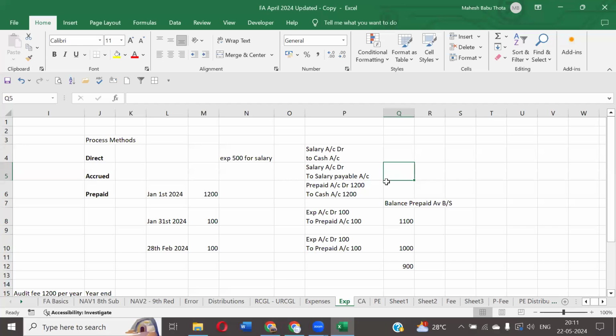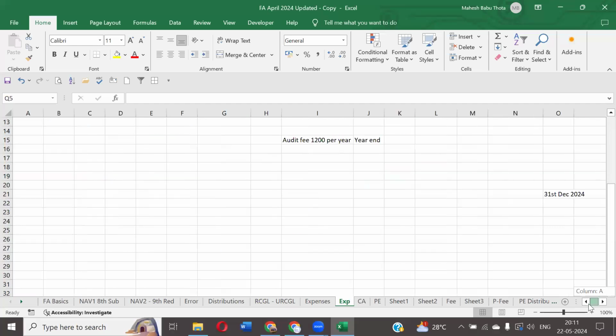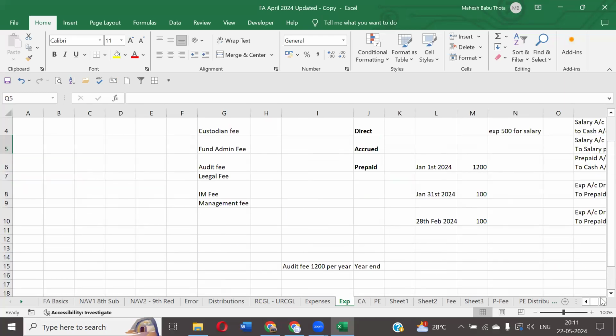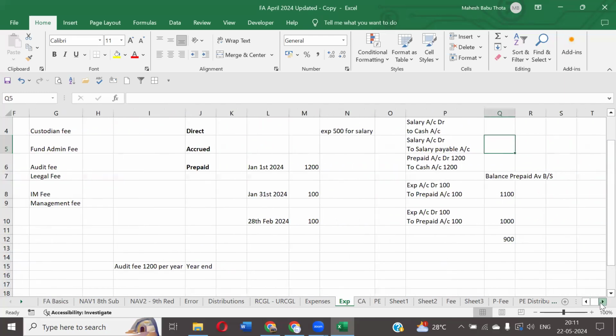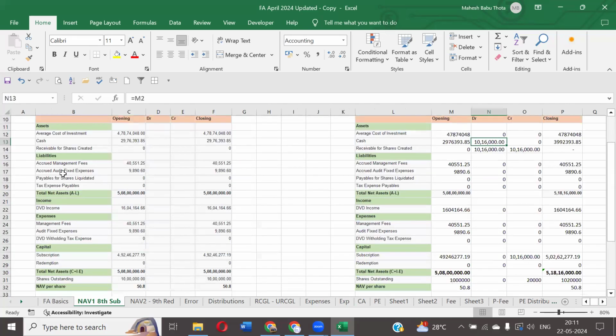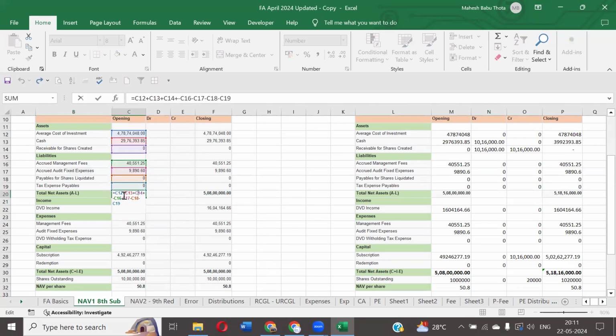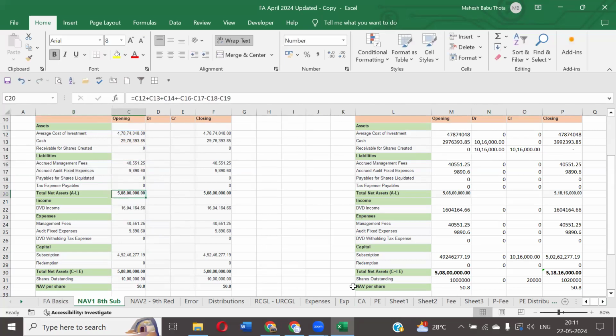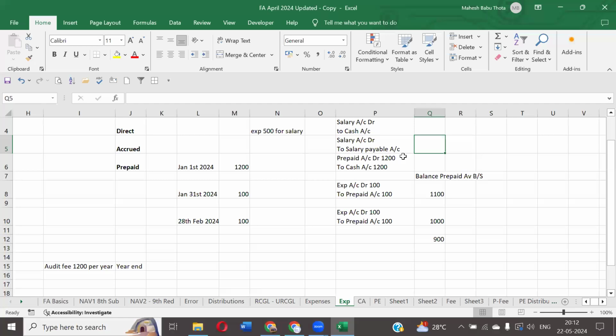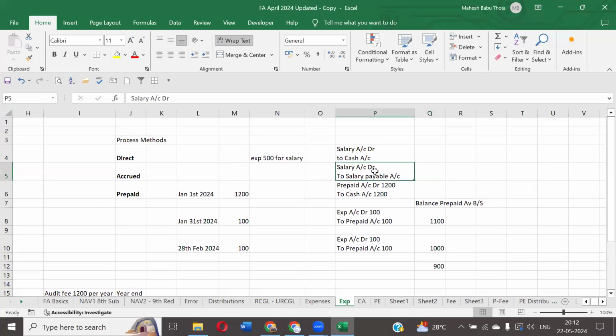Are you guys understanding? In the NAV report, see here: payables, accrued management fee, accrued expenses. We have these expenses, right? Suppose if you have any changes in these accrued expenses and all on the liability side, definitely there will be an impact in the total NAV also. So tell me, are we going to have an impact because of these accrued expenses? Yes, it will impact.